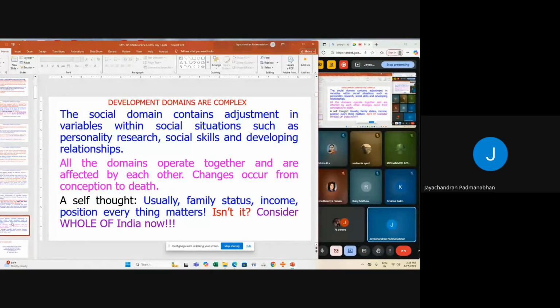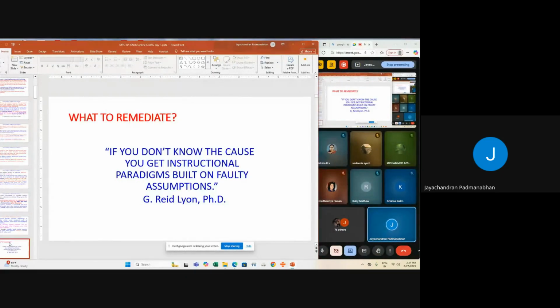The social domain contains adjustment variables within social situations such as personality research, social skills, and development of relationships. All the domains operate together and are affected by each other. Changes occur from conception to death. Self-thought, usually family status, income, position, everything matters, isn't it? Consider the whole of India now. That is why you must be able to work in society. You should understand the social status of many people, but the theory remains the same.